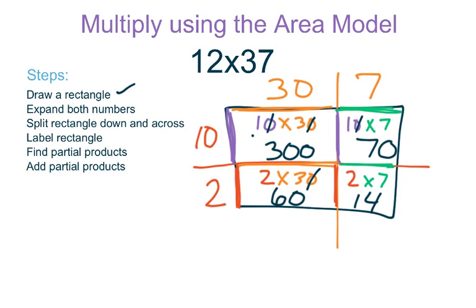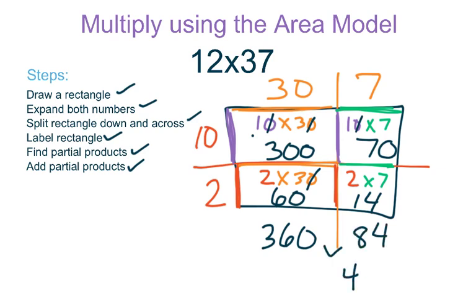So now I've drawn my rectangle, expanded my numbers, split my rectangle, labeled my rectangle. I've found my partial products. My last step is to add my partial products. Because I have 4 numbers here, I'm not going to add them all up at once. I'm going to add 2 pieces at a time. So I'm going to add down. 300 plus 60 is 360. 70 plus 14 is 84. And now I'm going to add these 2 pieces together to get my final product of 444.